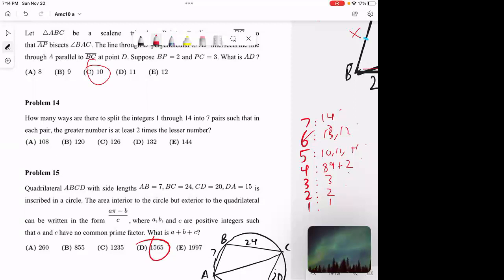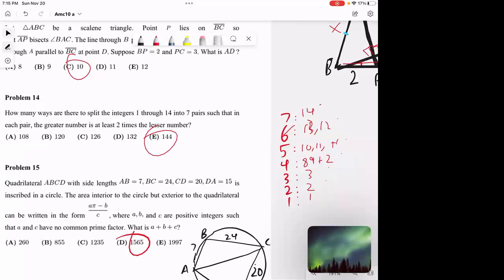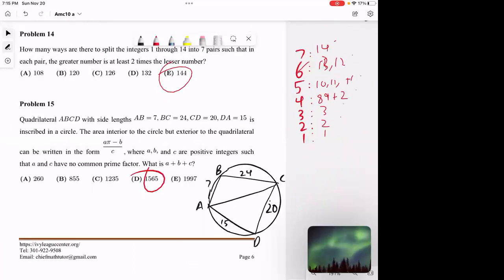let's see, 1, 2, 3, 4, 3, 2, 1. Okay, so 4, 16 times 9, which should just be 144, which is our answer. Tell me if that doesn't make sense or if you have any questions.